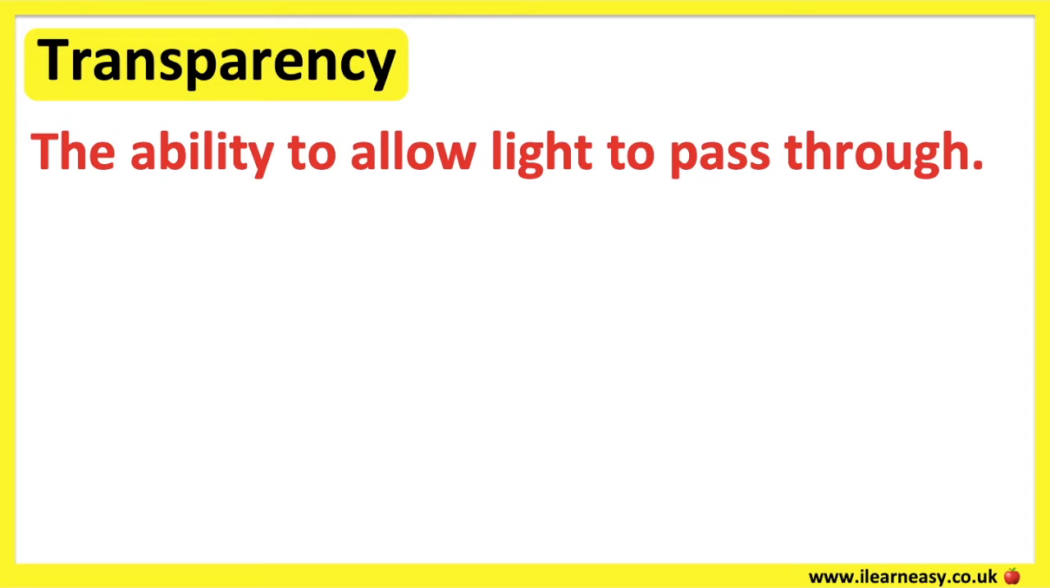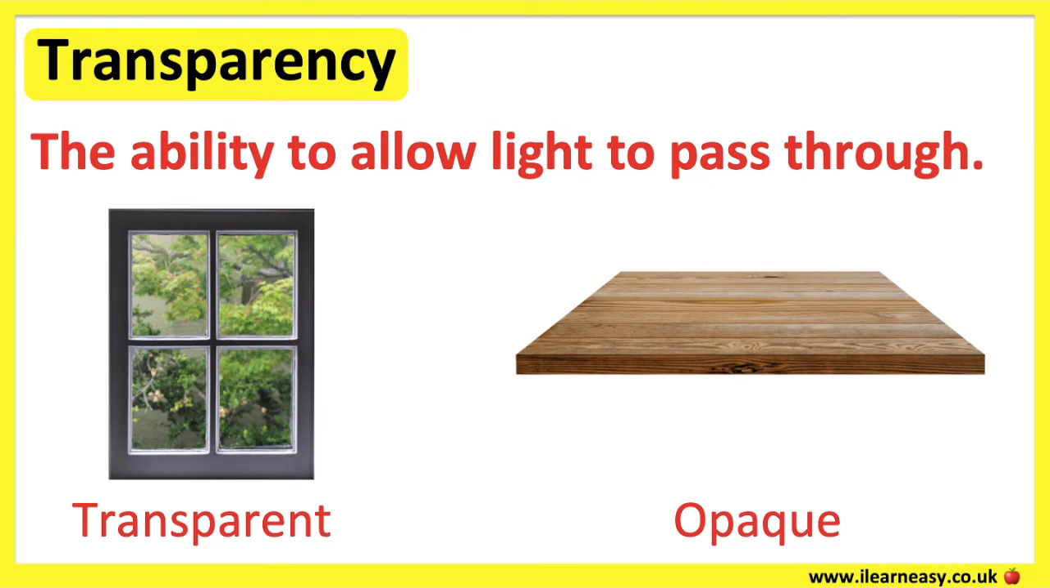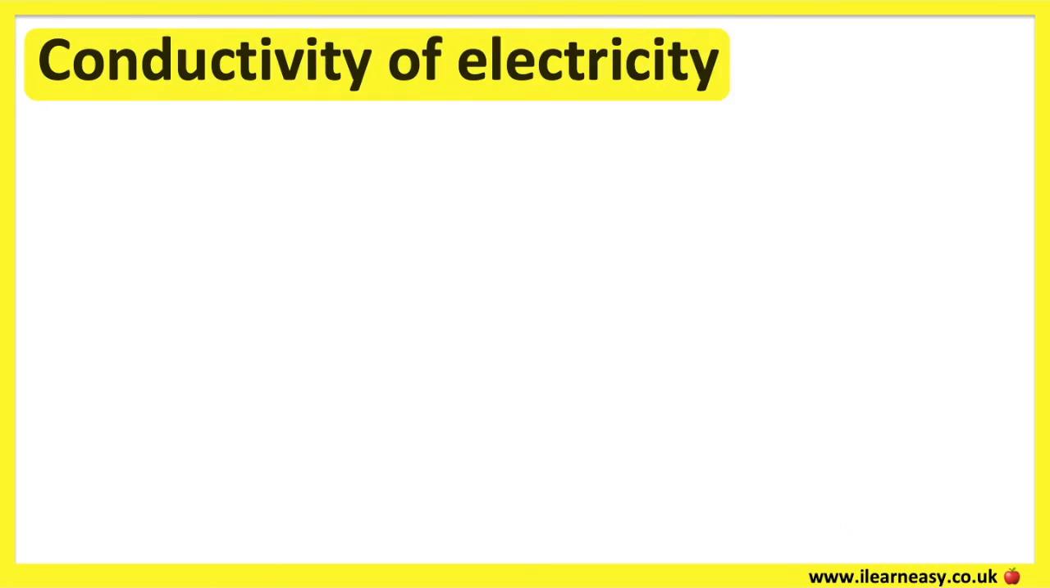Transparency. Transparency is the ability to allow light to pass through. Some materials are see-through, and some are not see-through. Transparent materials are see-through because they allow all or most of the light to pass through. Opaque materials aren't see-through because they block all of the light. A window is an example of a transparent material. Wood is an example of an opaque material.